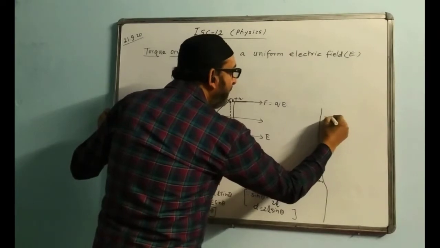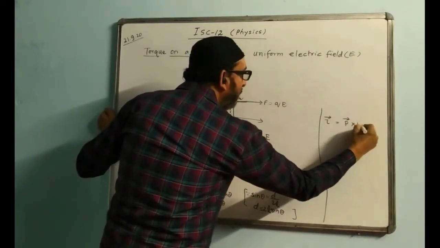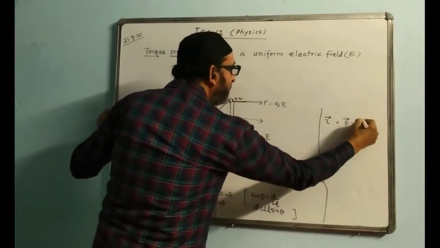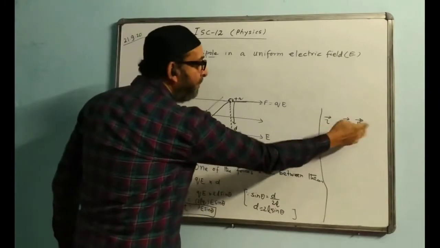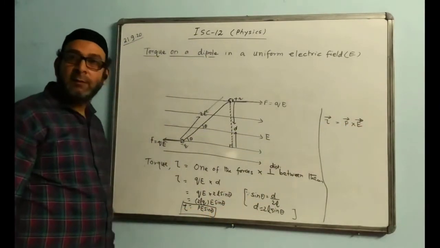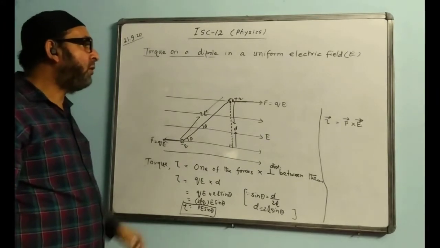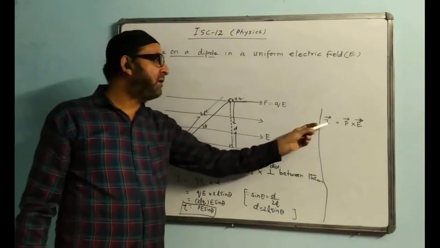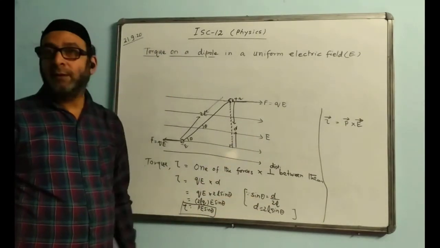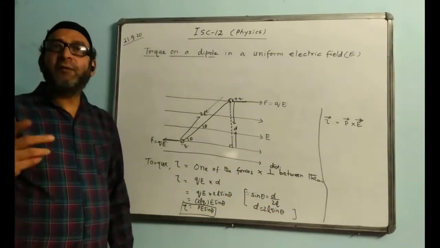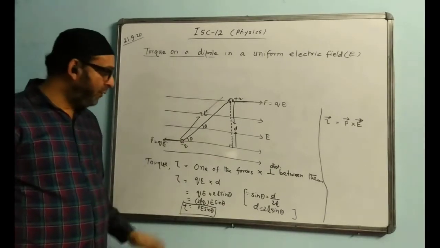Torque in vector form is torque equal to p cross E. That is pE sin theta. We will expand this to become pE sin theta. So a question may say show that the torque on a dipole in a uniform field is torque equal to pE sin theta, or just derive an expression for the torque on a dipole in a uniform field. You can do it here only.